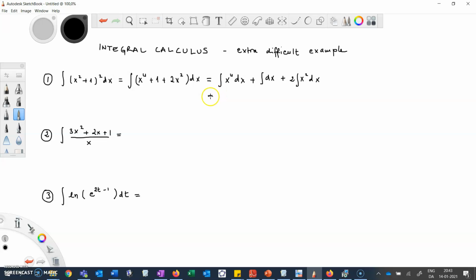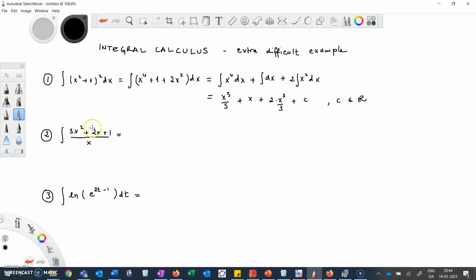And therefore here I can just solve this. The antiderivative of x to the power of 4 is x to the power of 5 divided by 5, plus the integral of 1, which is x. The integral of x squared is actually x to the power of 3 divided by 3, plus a constant, where the constant belongs to R. And that's it. Let's take the second one.